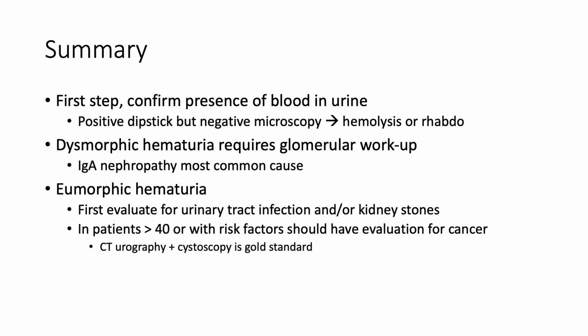Okay, in summary, the first step when you see a patient with hematuria is to confirm that they actually have blood in their urine with dipstick and microscopy. If it's dysmorphic hematuria, you're going to pursue a glomerular workup. If it's normal-looking red blood cells, you're going to evaluate for urinary tract infection, kidney stones, and bladder cancer.